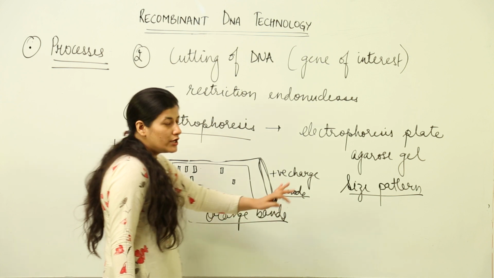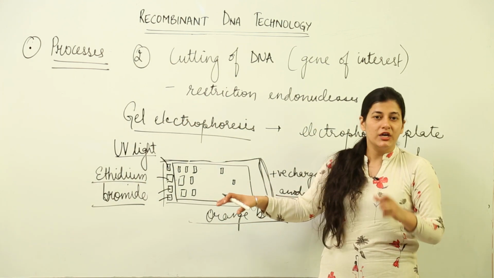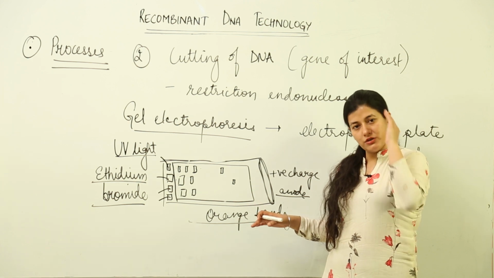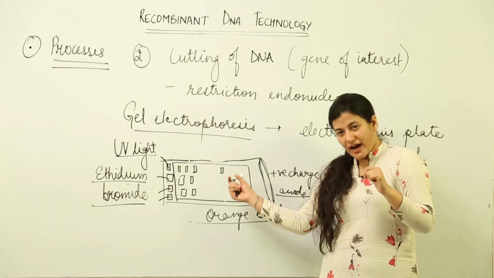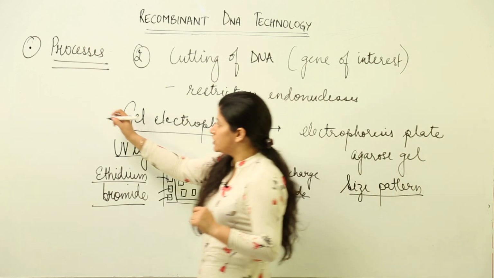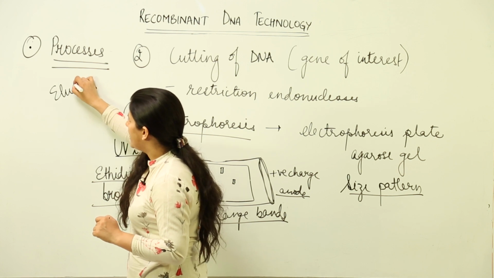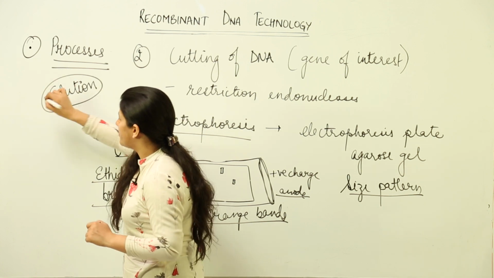Then you can make out which gene you are looking for, which is the gene of interest. You will have the size encoded using your knowledge from the genome, and then you can extract that particular part of DNA from the agarose gel. Now, that extraction of the gene of interest from the agarose gel is known as elution. You have to remember this term.